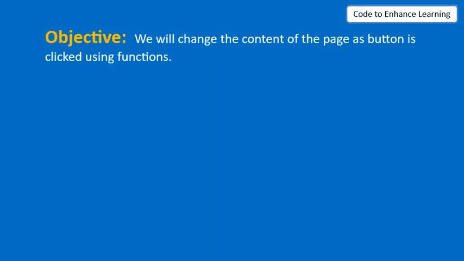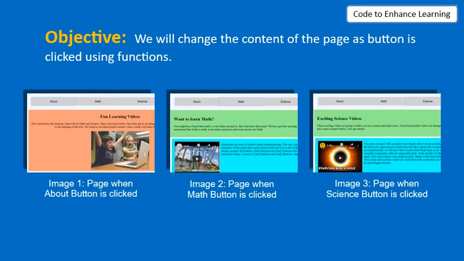In the last lesson, we have learned about HTML events, the document object model, that is DOM, and functions like Date and Math.random. In today's lesson, we will change the content of the web page as a button is clicked using functions. So let's begin our lesson.